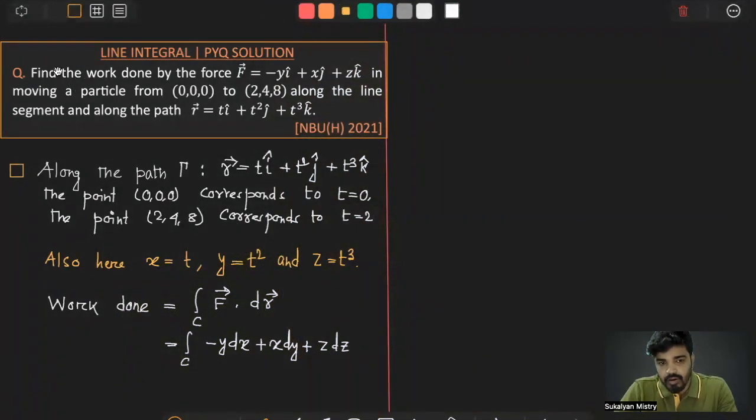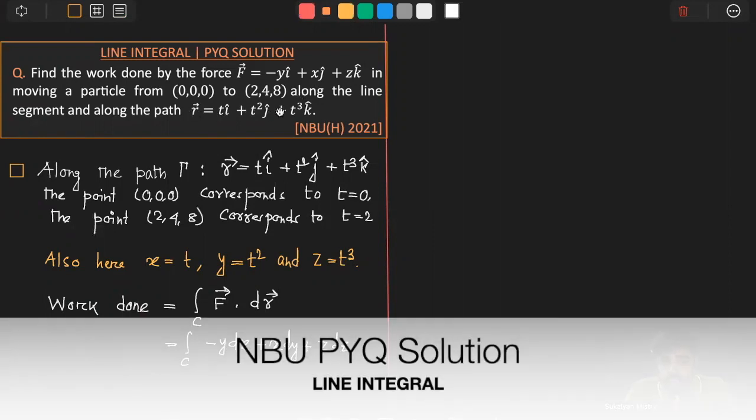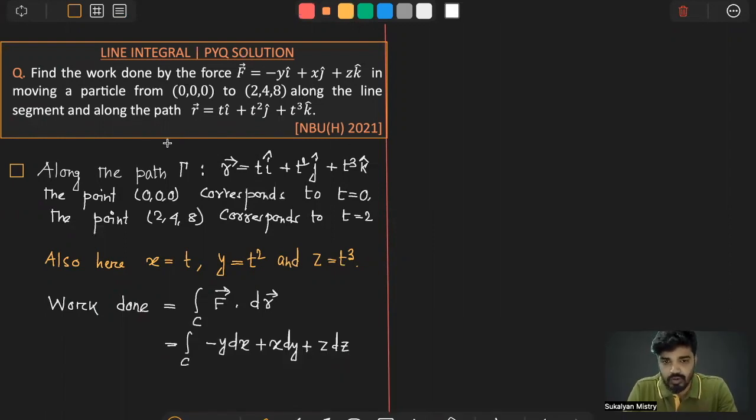Today I will discuss an example on the topic line integral. This question was asked in the North Bengal University Honors Exam 2021. We have to find the work done by the force F = -yi + xj + zk in moving a particle from (0,0,0) to (2,4,8) along the line segment and along the path r = ti + t²j + t³k. So pause the video and write the question.